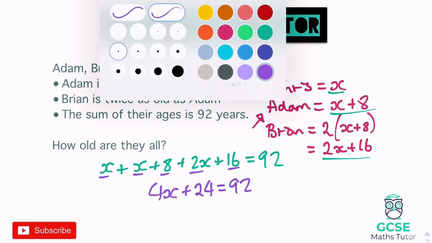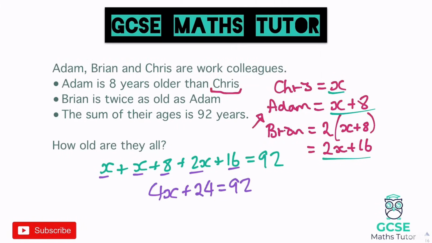And now we can just solve this just like before. So I can take away 24 from both sides. Take away 4 is 88, take away 20 is 68. So we get 4x equals 68, and then we just need to divide by 4. So dividing that by 4, let's think, gives us 17. So x equals 17.